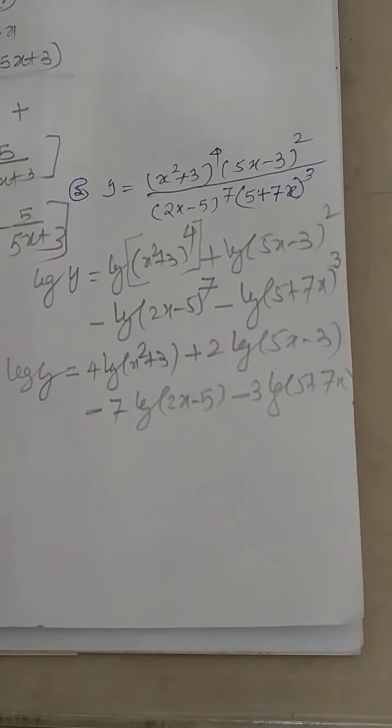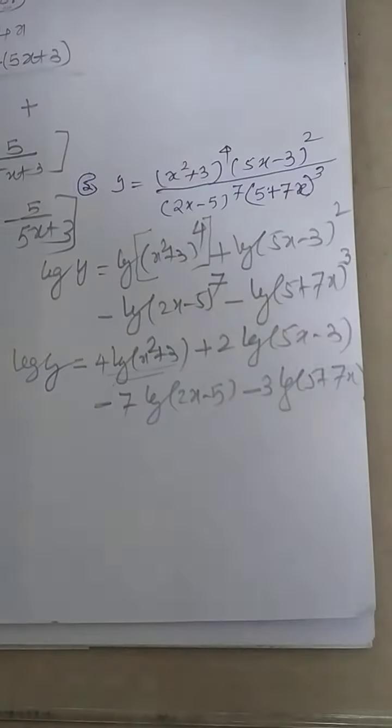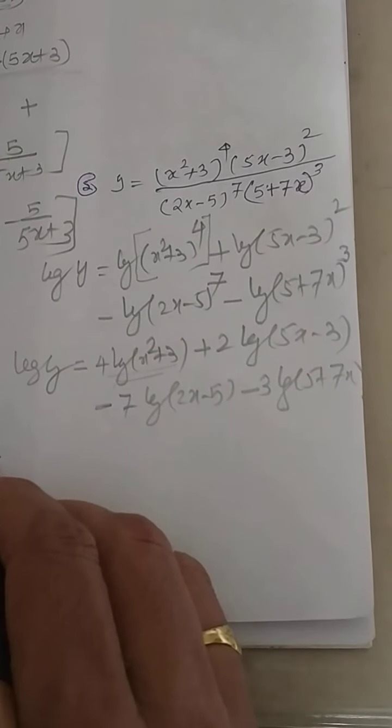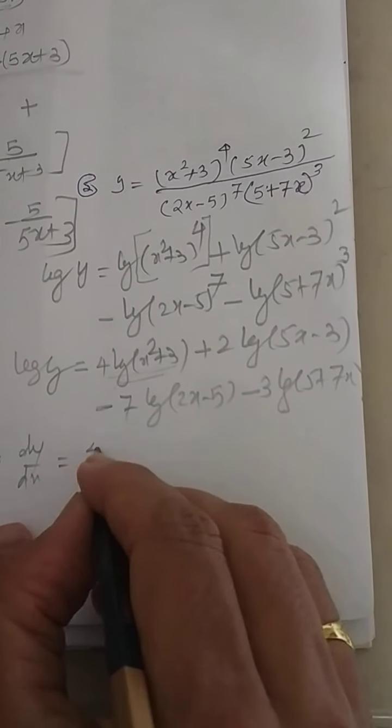Now what can be done? Now there is no scope to simplify here. So further, differentiating, 1 by y into dy by dx will be equal to 4 as it is.